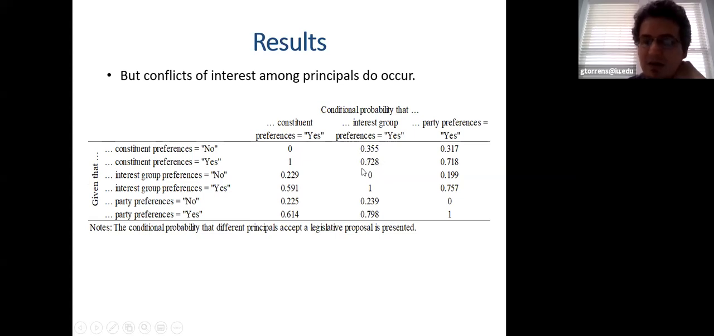So essentially, there are a lot of cases. The interest group says yes, 72%, the party says yes, another 71%. So essentially, there is a lot of alignment, but at the same time, there are a lot of cases of conflict of interest where the party is recommending you to do something different from interest groups or from voters, okay? So in those cases, you have to think about what is your best choice as a legislator.